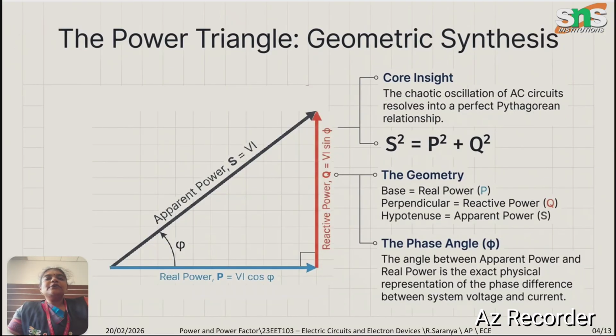Next comes our hero, which is the power triangle. This is the power triangle, where the angle is indicated as phi. This is a right-angled triangle, so we will use the Pythagoras theorem. Using the Pythagoras theorem, the square of the apparent power is equal to the square of the real power plus the square of the reactive power. So S square is equal to P square plus Q square. The base is the real power, the perpendicular is the reactive power and the hypotenuse is the apparent power. The angle between the apparent power and the real power is the phase difference between the system voltage and the current.